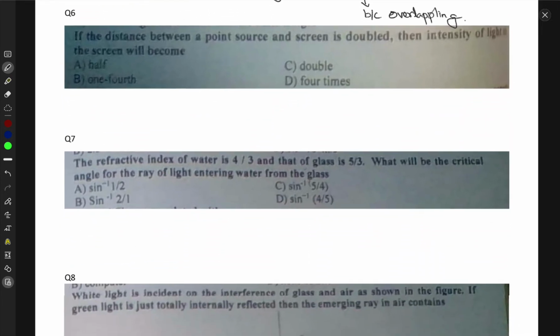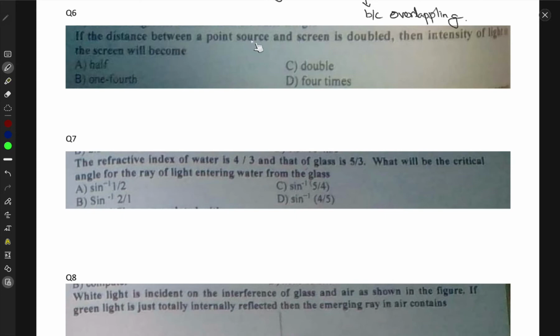So moving to question number 6: if the distance between a point source and a screen is doubled, then the intensity of light on the screen will become what? Alright, so what do we know about intensity? We know that intensity obeys the inverse square law principle, which means that if I have something like this, and I double this distance, then intensity should decrease 4 times, right?